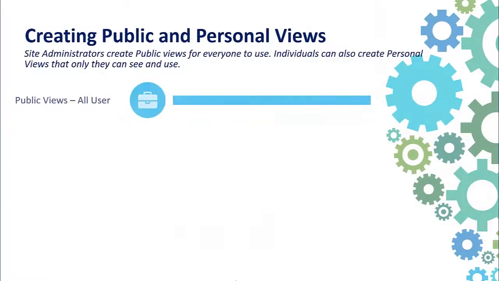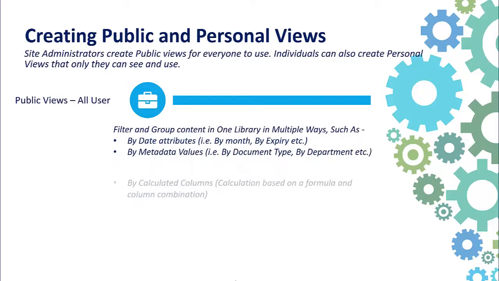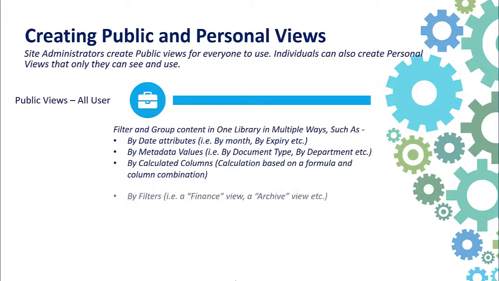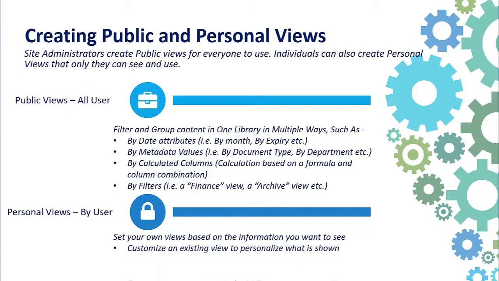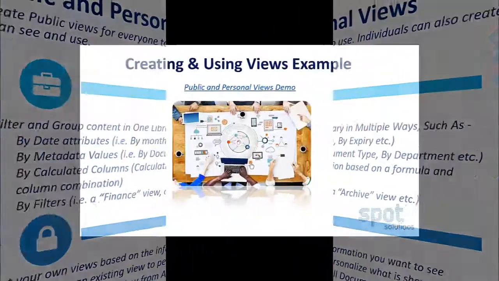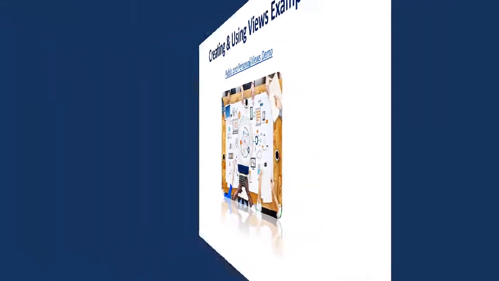You can have both public and personal views. Public views are created by the administrator and are often called business views. They can be set in different ways, such as by a date attribute, a particular metadata value, a calculated column, or filtering. Personal views can be created by a user to further filter an existing view and show specific information that's relevant to them. Views are an important part of how you organize and display information for your users. Let's take a look at some examples.